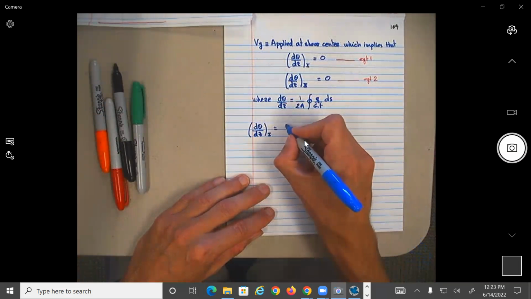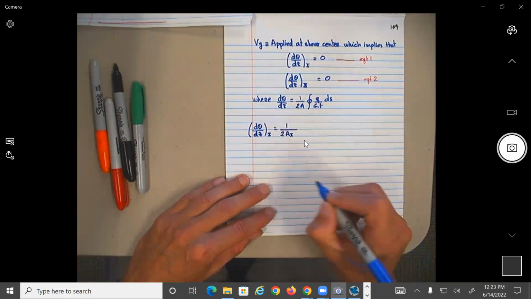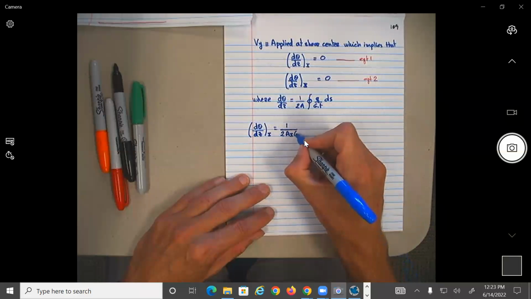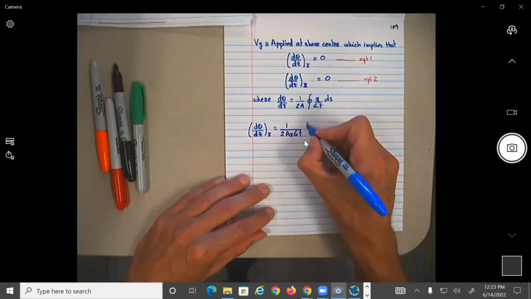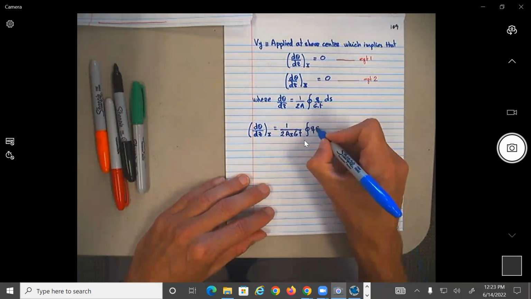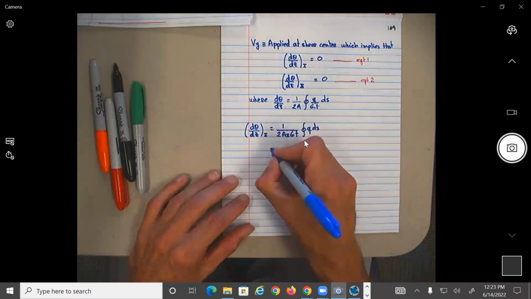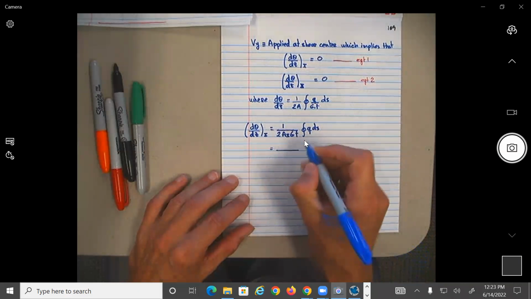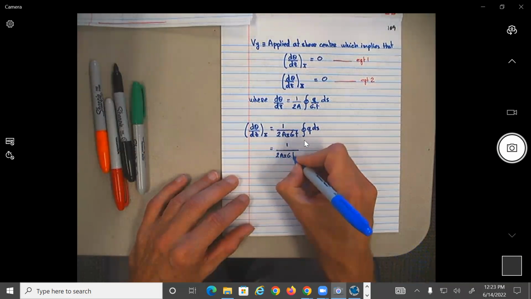Should be equal to what? Should be equal to 1 over 2 A1 GT. All these terms are constants. QDS. Okay, so this is going to give us what? 1 over 2 A1 GT.